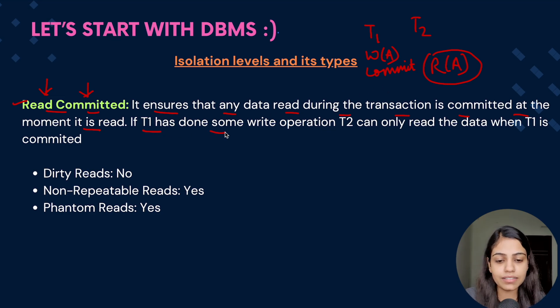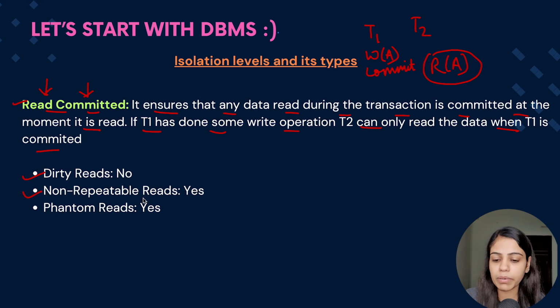So if T1 has done some write operation, T2 can only read the data when T1 has committed. Here you can see that I am reading the data after the commit, so there is no chance of T1 failing. So this read-write problem is taken care of here, and there is no dirty read which happens here.